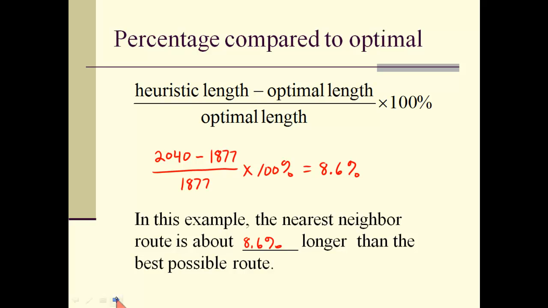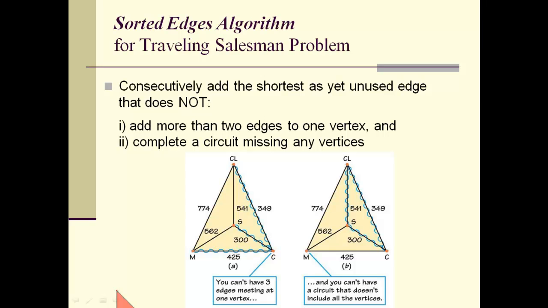That's the nearest neighbor algorithm. Let's look at another algorithm, completely different. The sorted edges algorithm. The name of the algorithm is sorted edges, and so that's exactly what needs to happen. First thing you're going to do is take the list of edges and sort them in increasing order. Then you'll start applying the algorithm. You'll go through your list and add the shortest edge that you haven't yet used, as long as it doesn't add more than 2 edges to a vertex.